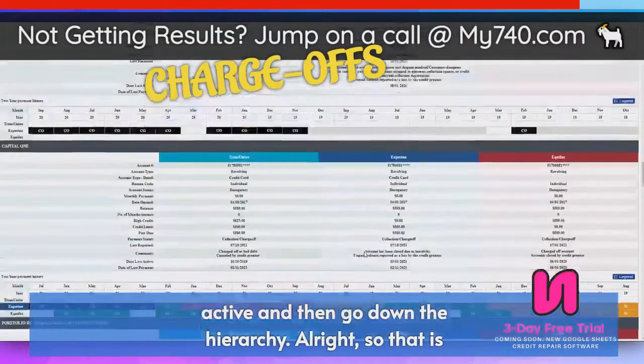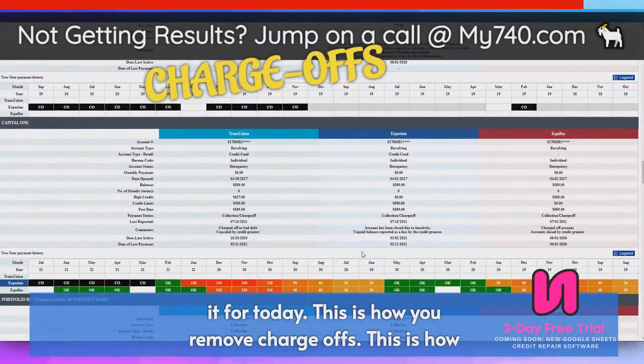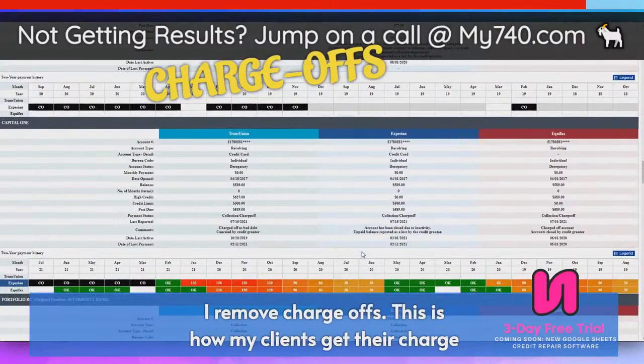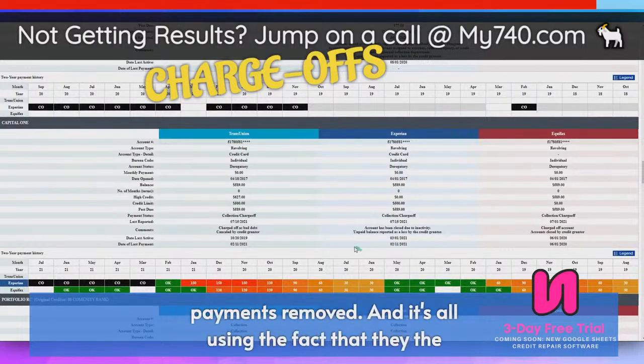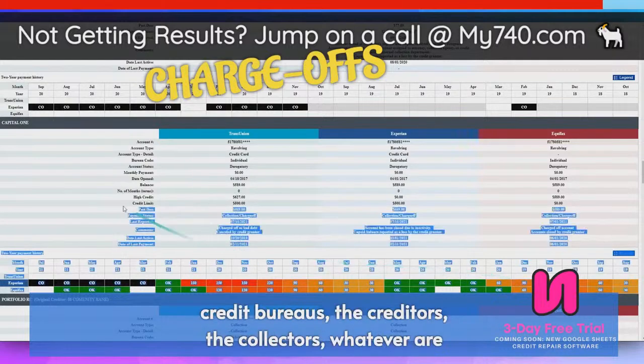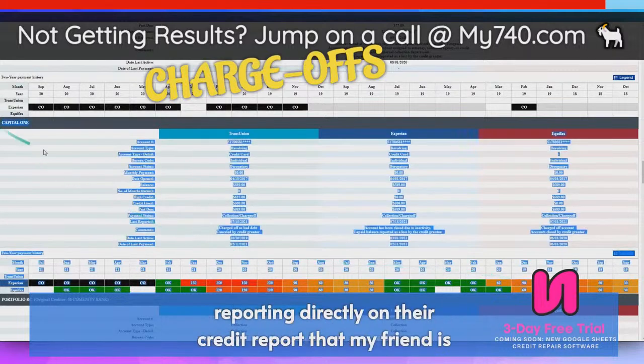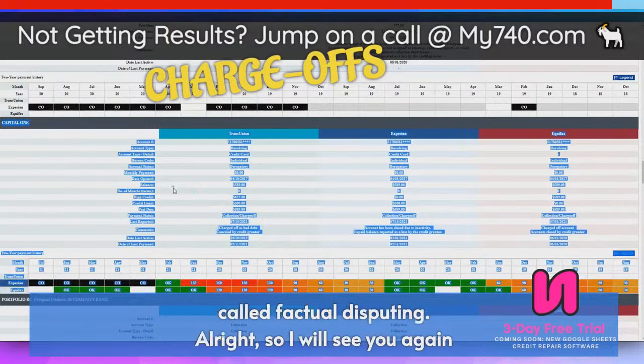All right. So that is it for today. This is how you remove charge-offs. This is how I remove charge-offs. This is how my clients get their charge-offs and their repossessions and their foreclosures and their late payments removed. And it's all using the facts that they, the credit bureaus, the creditors, the collectors, whatever, are reporting directly on their credit report. That, my friend, is called factual disputing.